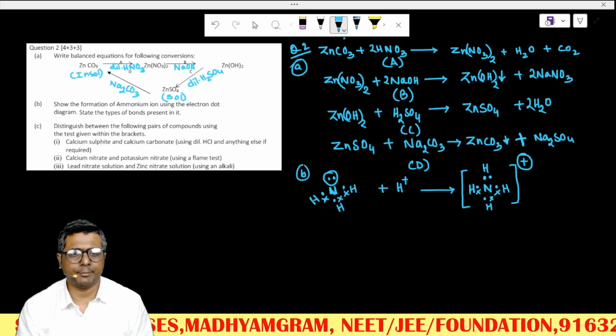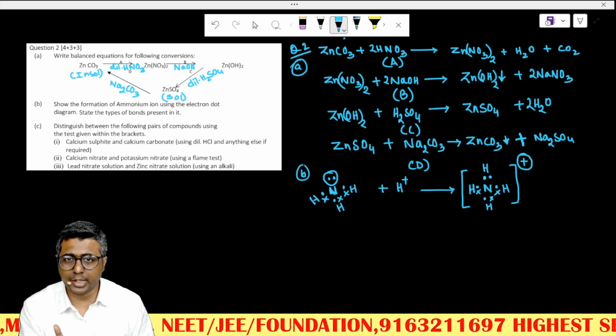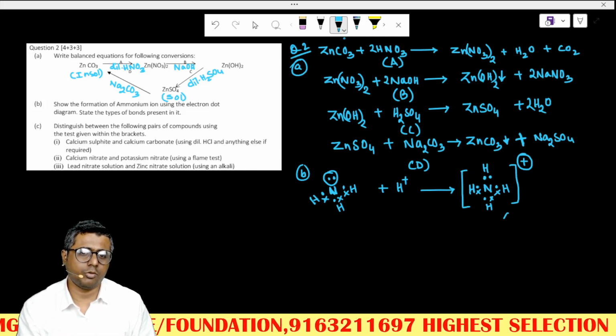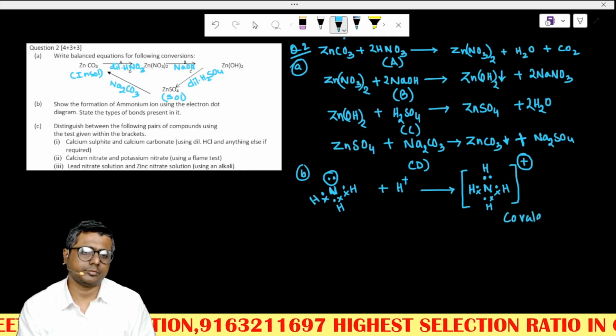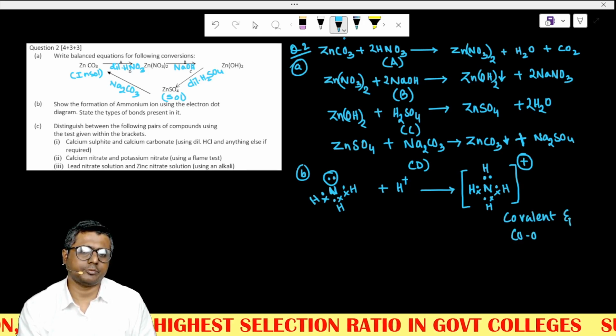Next is state the type of bonds in it. So here see, don't write ionic bonds over here, there is no ionic bond here, there is only covalent bond and coordinate bond.